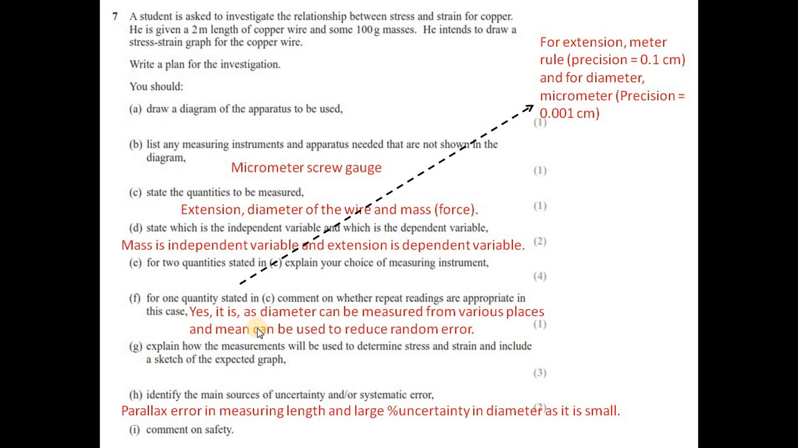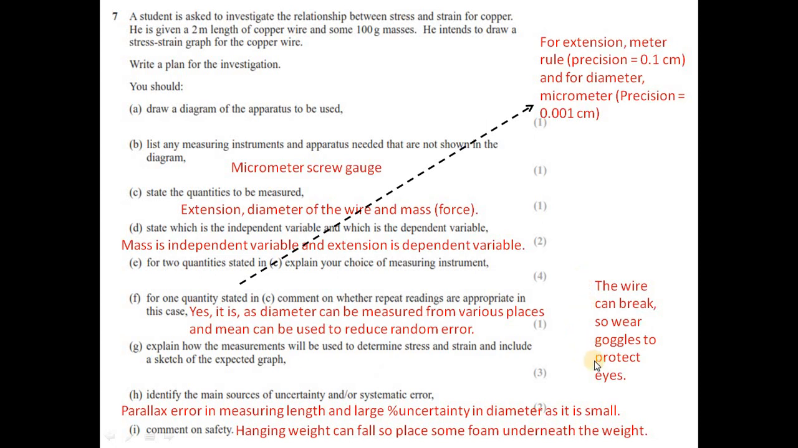Comment on safety, because we have a weight hanging on a wire, so we should be careful about the weight. The wire might snap or break, and the weight can fall on the foot, or maybe on the floor. So we should place some foam, and also we should wear goggles to protect our eyes. So that's how you can write. This is all about the hanging weight, and also you can include one more, wearing goggles to protect the eyes.